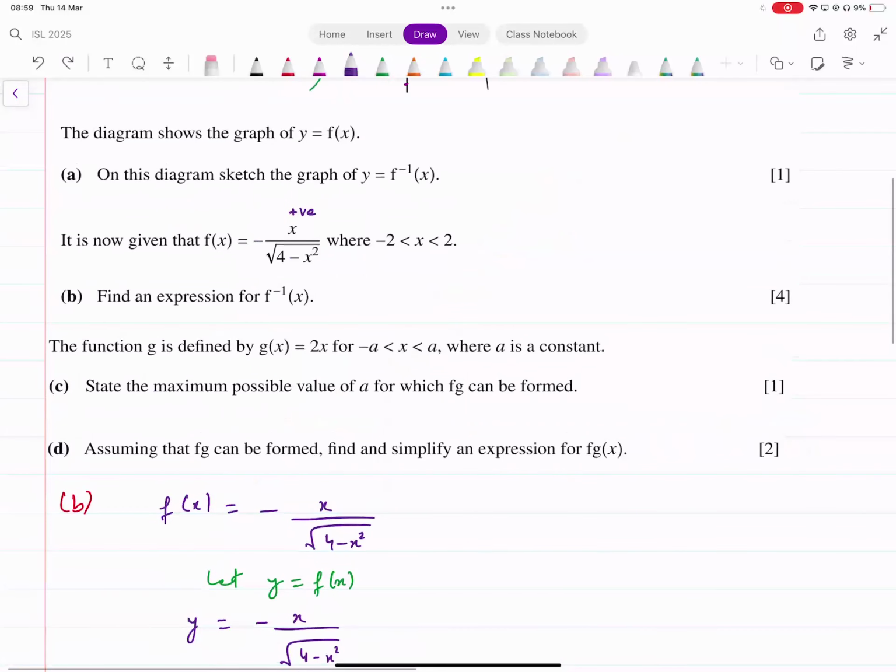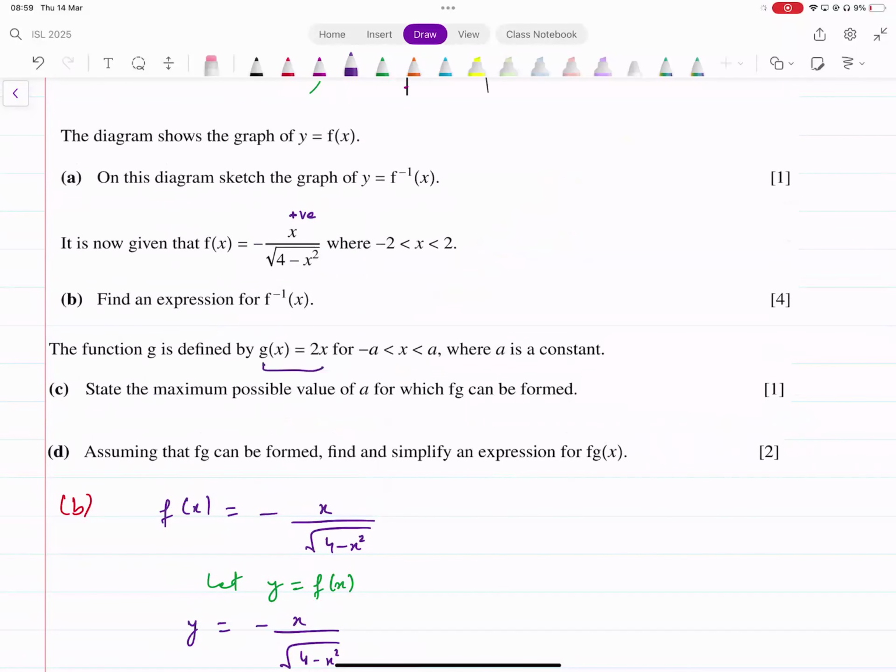अच्छा, उसके बाद वो क्या कह रहे हैं? Function g is defined by g of x equals 2x for x between minus a and plus a, where a is a constant. State the maximum possible value of a for which fg can be formed. Remember this? Composite functions की क्या condition होती थी? When can a composite function be formed?